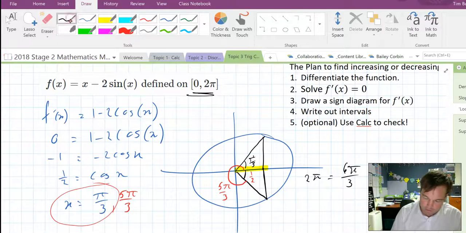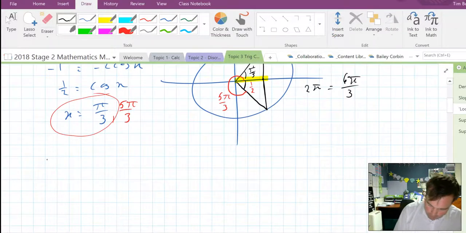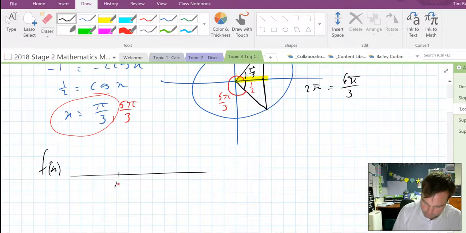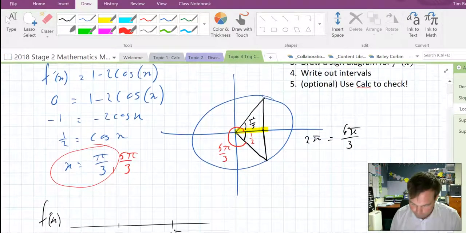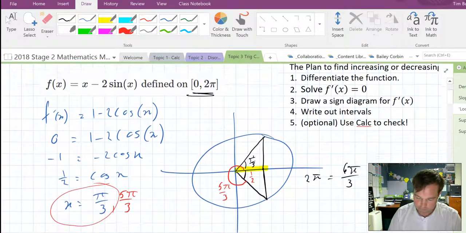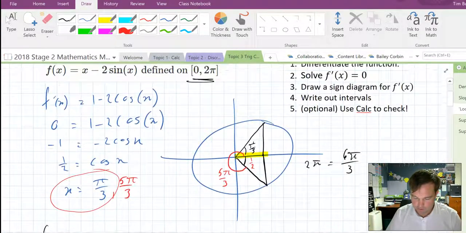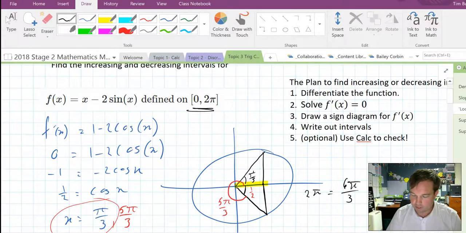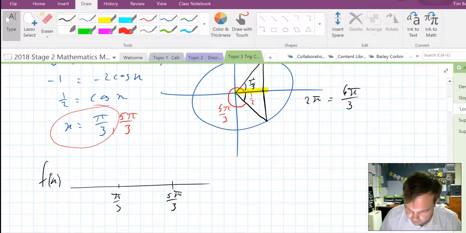Alright, now we have to draw a sign diagram. So for this, f dash x is equal to 0 at pi on 3 and 5 pi on 3. Alright, then we need to sub back into the original equation. No, sorry, where it's increasing or decreasing. We're not finding max or min. Increasing or decreasing. We need to find out when this is going to be positive and when it's going to be negative.